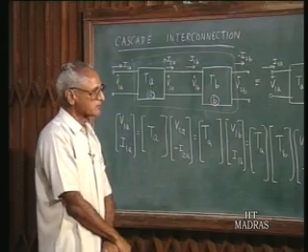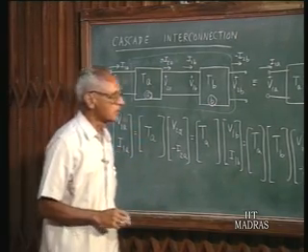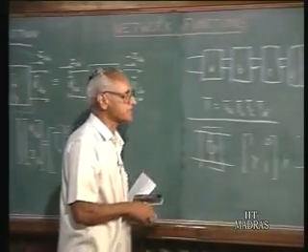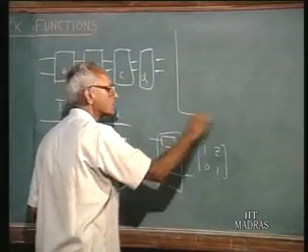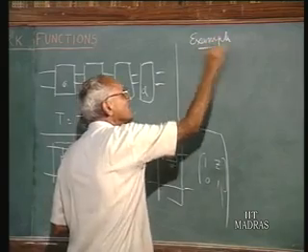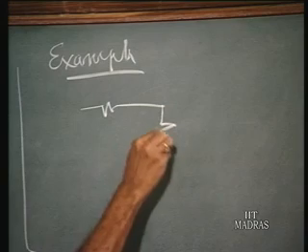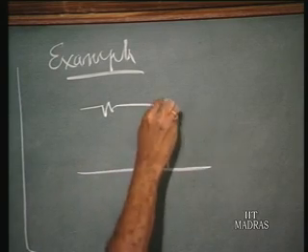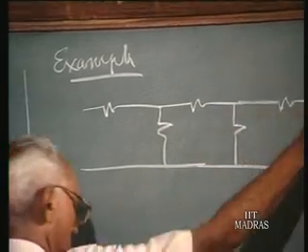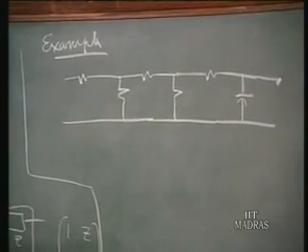When you have a cascade connection of a whole lot of these elements, it's very easy to figure out what the chain matrix of that would be. An example will illustrate this. Suppose I have a network like this. This is what is called a ladder network.